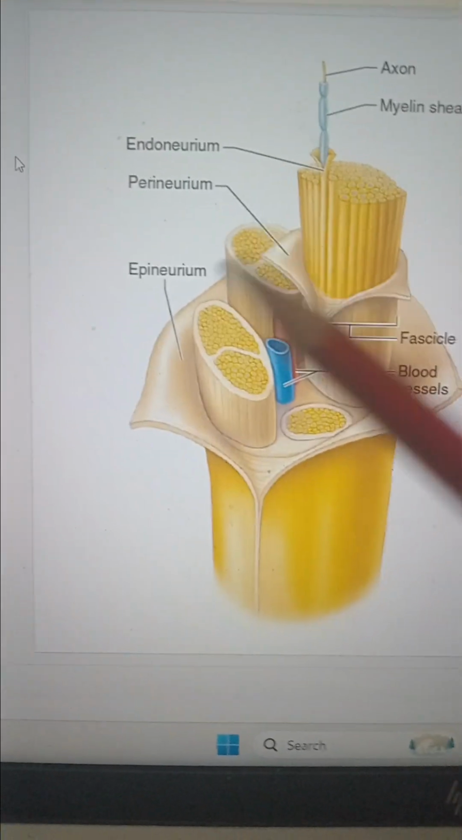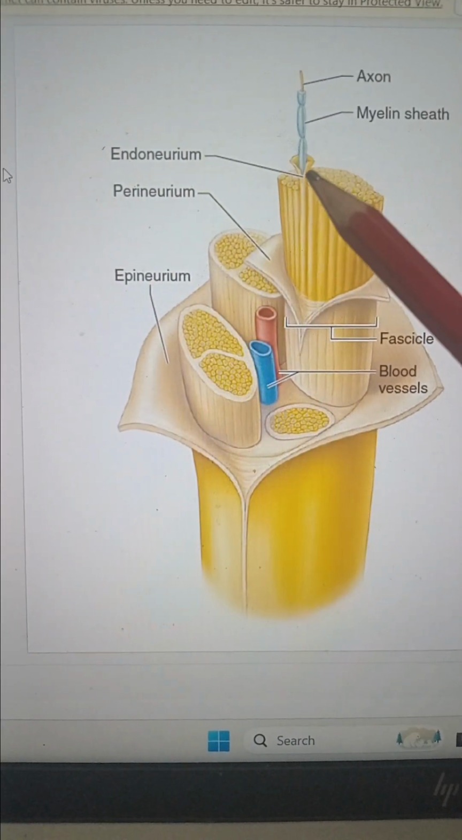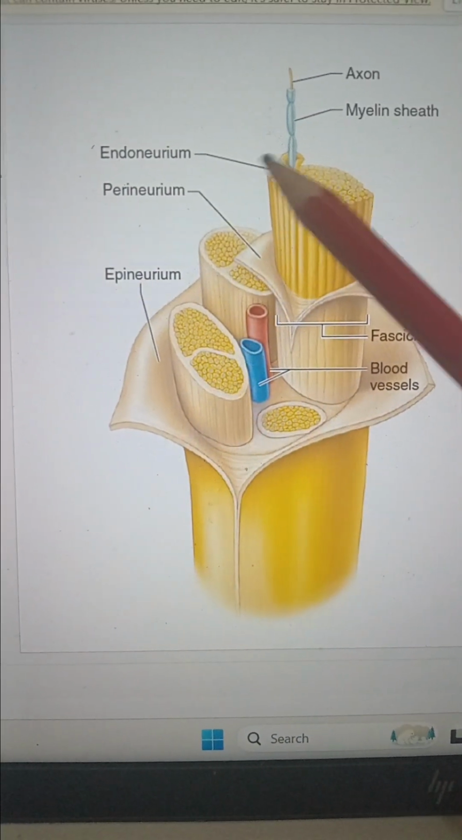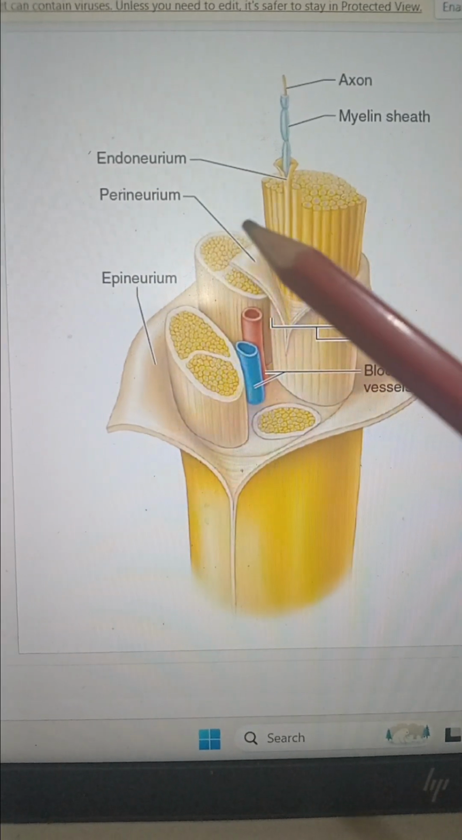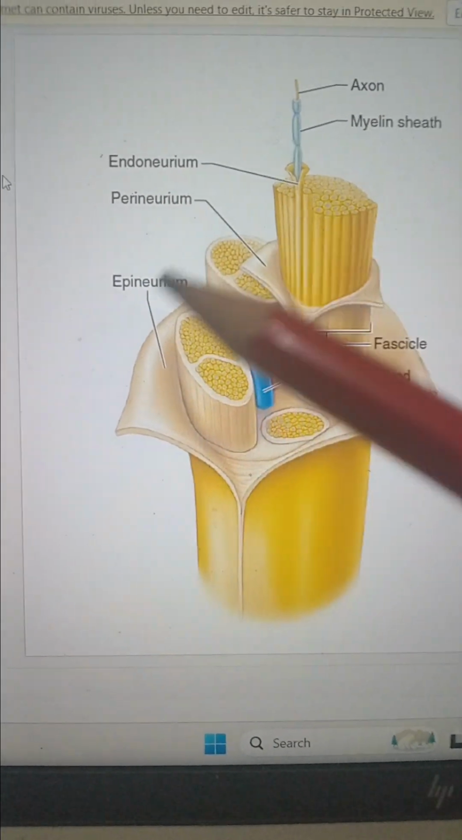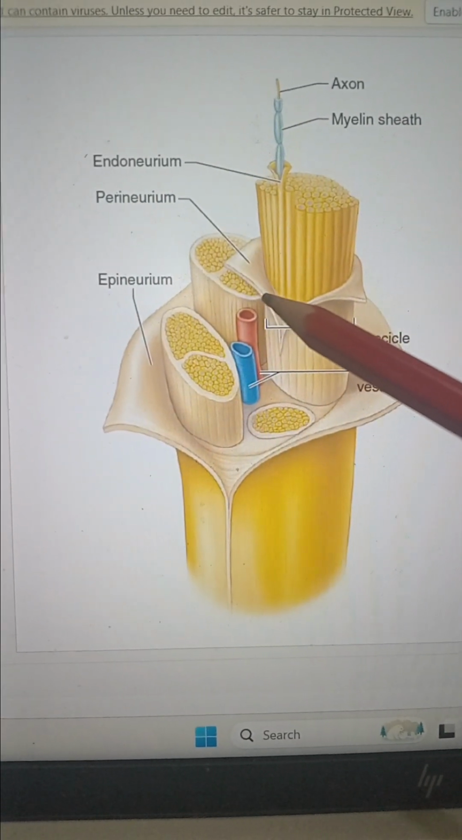The difference is that each fiber is surrounded by a delicate connective tissue, that is endoneurium. But perineurium is surrounding a bundle of fibers, a group of fibers surrounded by a coarser connective tissue. What is meant by coarser connective tissue?